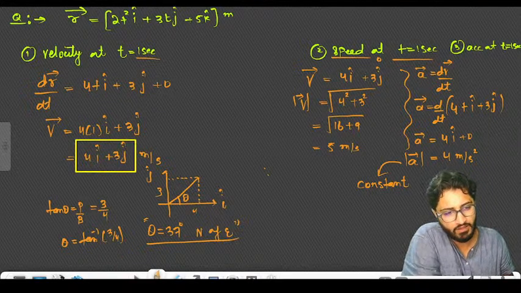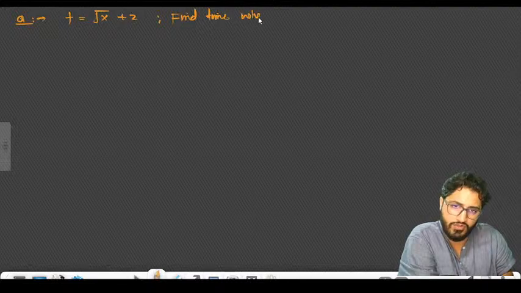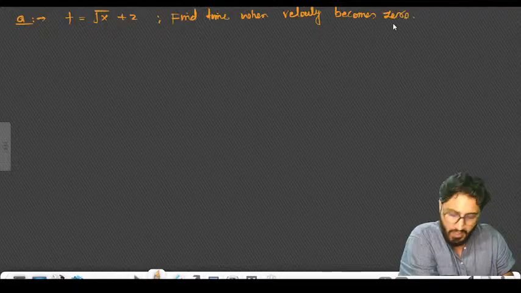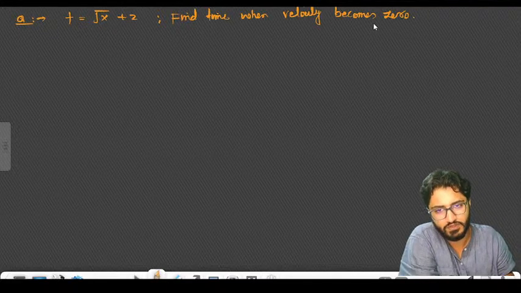Done? One more numerical, a good numerical now. We are having a function: t equals to square root of x plus 2. Done? We have to find the time when velocity becomes 0.